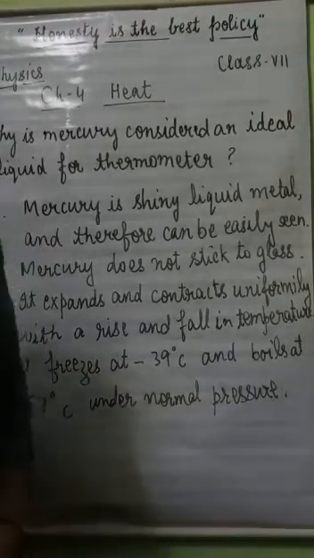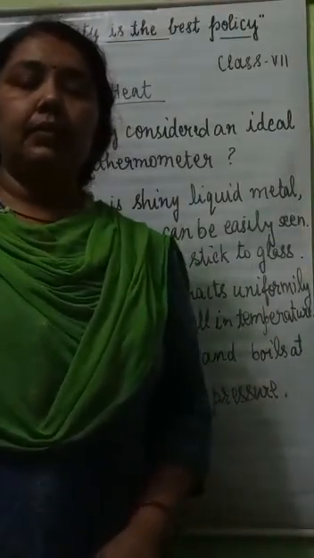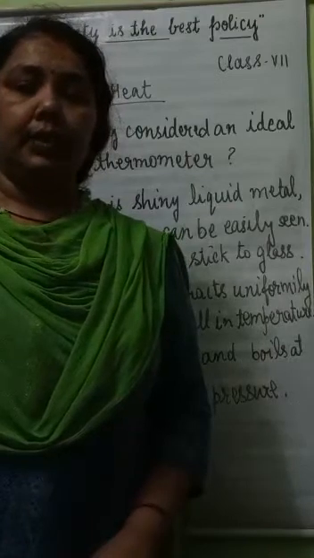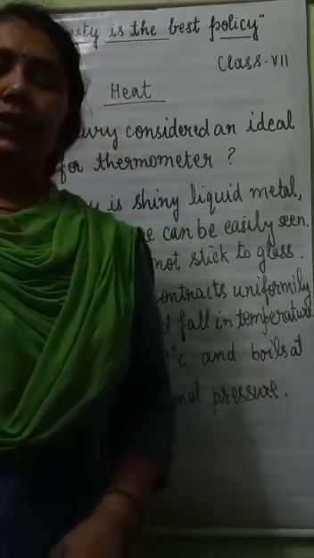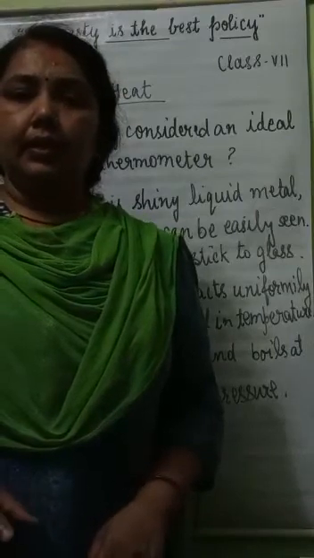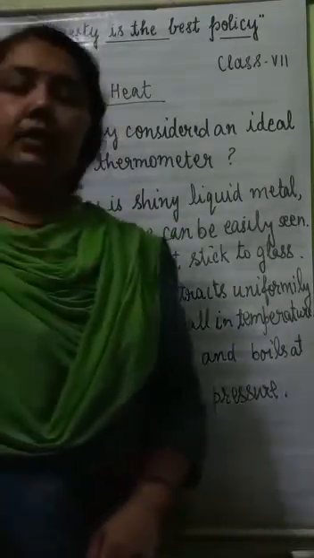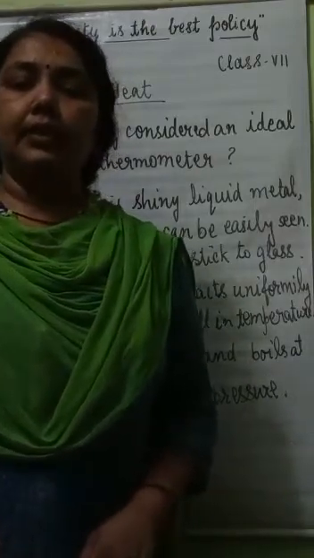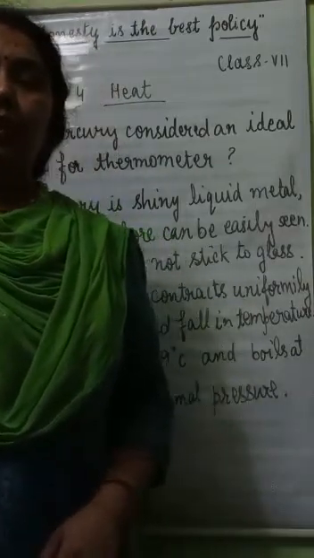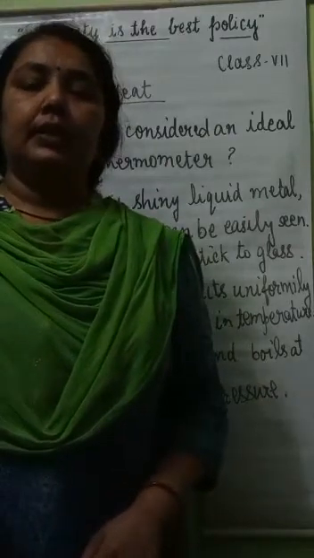Now some common similarities between clinical thermometer and laboratory thermometer. First similarity is that both have mercury filled in them, and second is that in both, temperature is measured in degrees Celsius. There are some differences also between them.